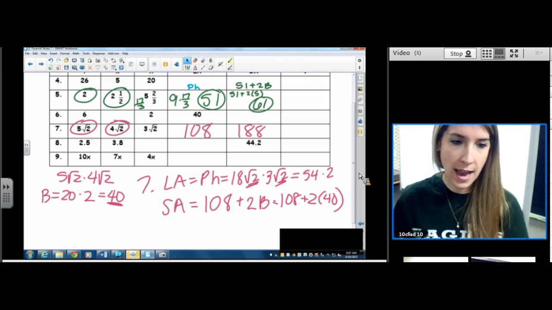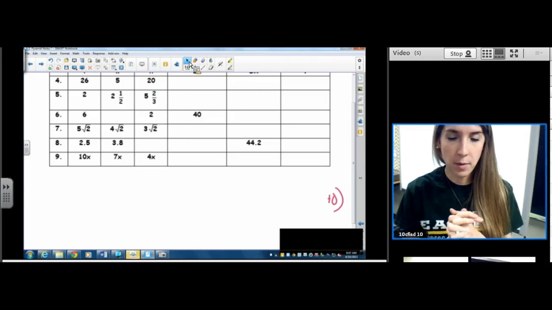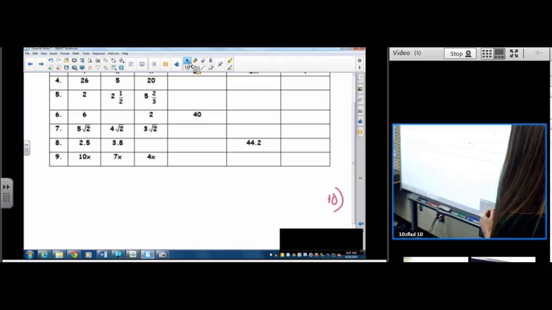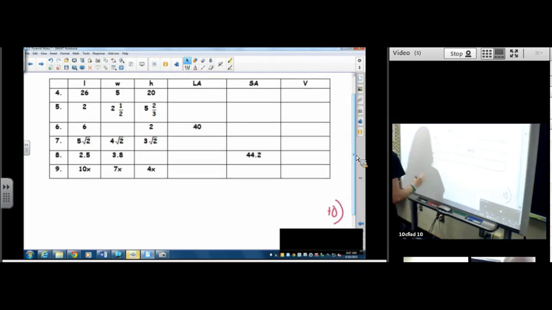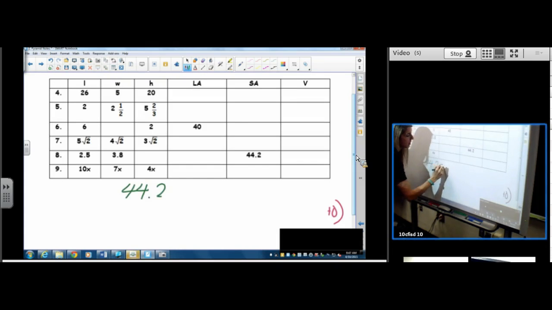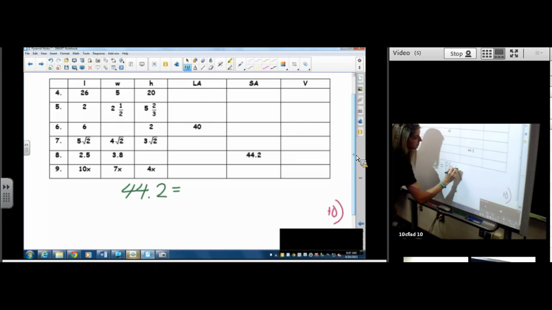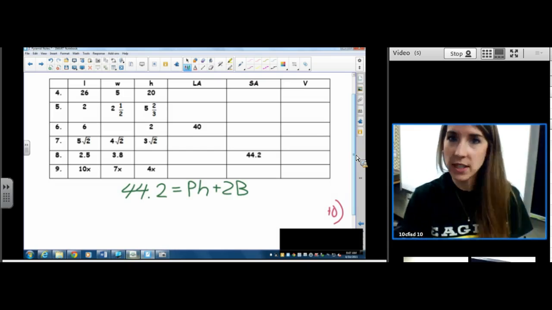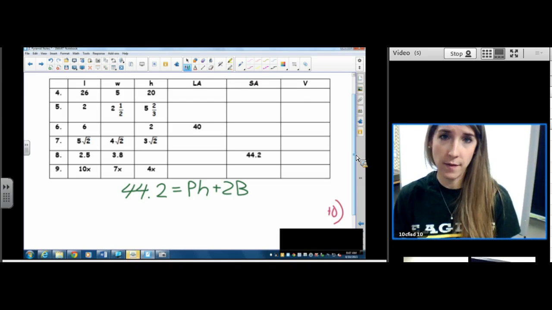Last one, number 8. I like that you chose number 8 because this one you have to work backwards a little bit. So let's see what we're given. Number 8, we are given the surface area. So 44.2 equals, and I'm just going to write the formula for surface area. When I'm working backwards, I always start by writing the formula with all the variables.